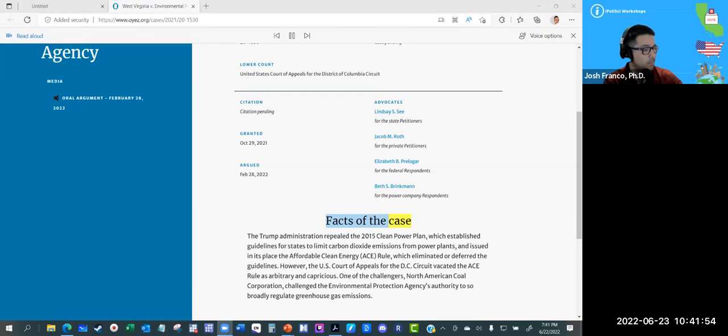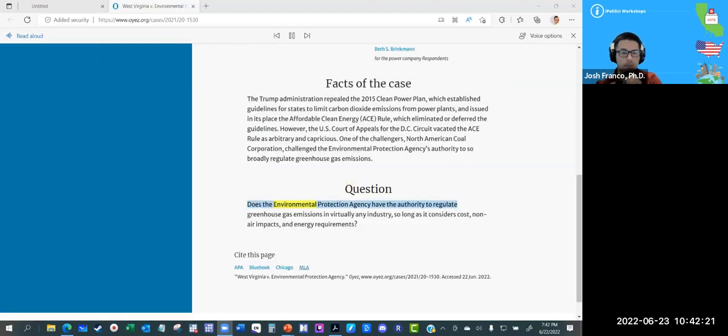Facts of the case. The Trump administration repealed the 2015 Clean Power Plan, which established guidelines for states to limit carbon dioxide emissions from power plants, and issued in its place the Affordable Clean Energy (ACE) rule, which eliminated or deferred the guidelines. However, the U.S. Court of Appeals for the D.C. Circuit vacated the ACE rule as arbitrary and capricious. One of the challengers, North American Coal Corporation, challenged the Environmental Protection Agency's authority to so broadly regulate greenhouse gas emissions. Question: does the Environmental Protection Agency have the authority to regulate greenhouse gas emissions in virtually any industry, so long as it considers cost, non-air impacts, and energy requirements?